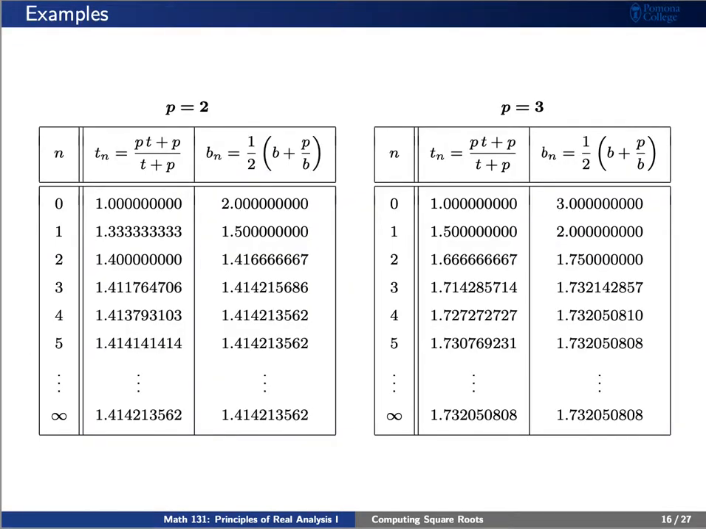As a reminder, here's some numbers to explain what's happening. Notice that we have the t sub n's, which are defined recursively. Recall that this is an increasing sequence. The b sub n's similarly are defined recursively, but this is a decreasing sequence. t sub 0 always starts at 1 and increases to the square root of p. On the other hand, b sub 0 starts at p and decreases to the square root of p. The previous two propositions give us rigorous proofs of these statements.